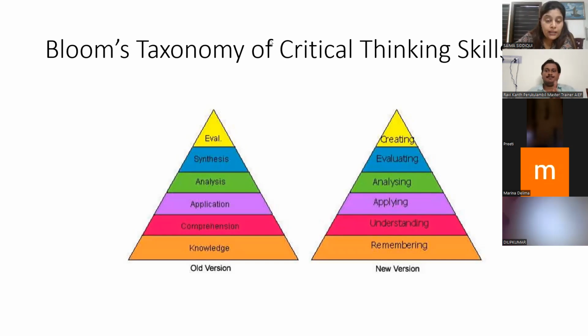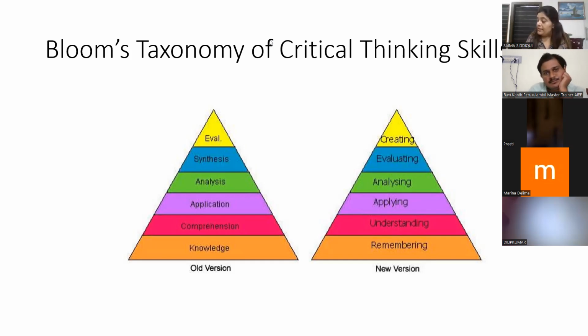Now third is the application. The first is knowledge, the second is comprehension, now the third is application. In this stage, the child is able to know what and where he can apply the knowledge which he has acquired from the previous knowledge. Now the next is analysis, when the child is able to break down the information and able to use it in a different manner, in a new place and in a different way.